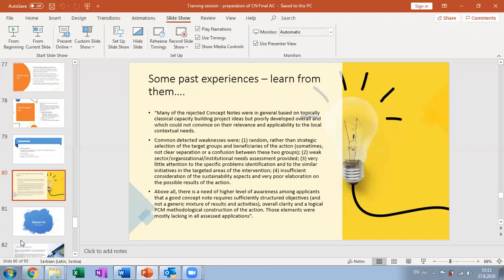Random selection of target groups, sometimes even a confusion between these target groups and final beneficiaries, weak institutional needs assessment. There were some of the problems that were identified previously during the assessment processes, so I'm just presenting this to you now so that you avoid these traps. That's the reason why I mentioned it. And the need to have structured objectives. When they say structured, they mean this intervention logic that's clear and that's logical and that's coherent.